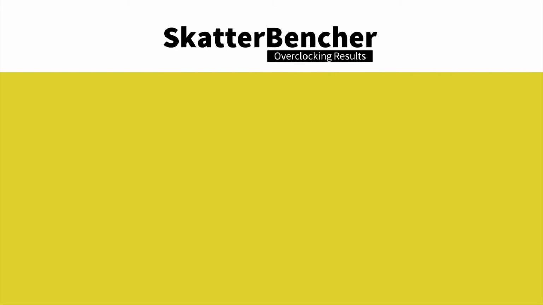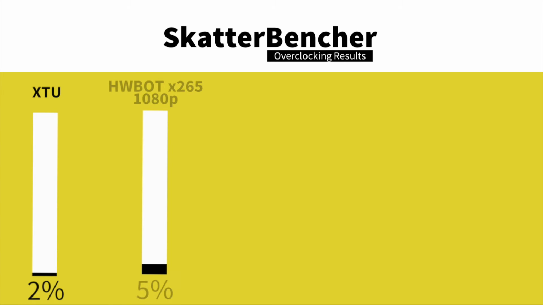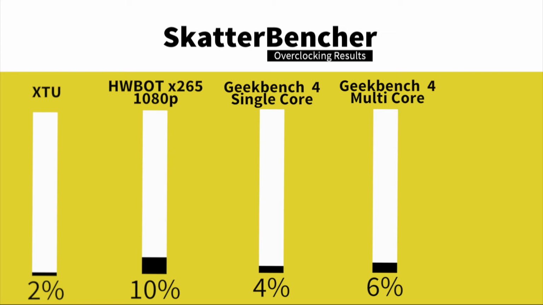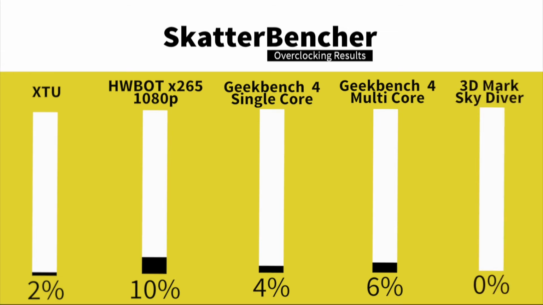So we're in the operating system after our overclock. Now, let's look at the performance figures. In Intel XTU, we have a performance increase of 2%. In HWBOT x265 1080p encoding, we have a performance increase of 10%. In Geekbench 4 single core, we have an increase of 4%. In Geekbench 4 multi-core, we have a performance increase of 6%. And in 3DMark Sky Diver, we have no performance increase.